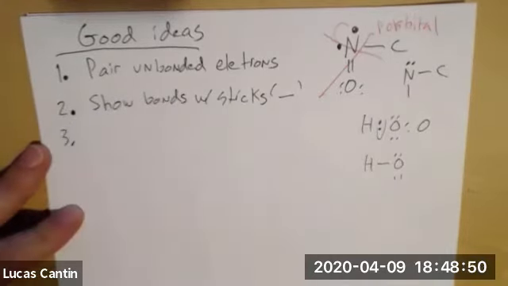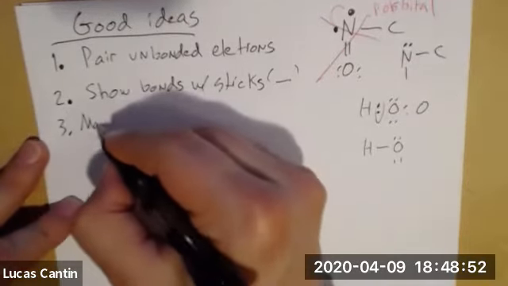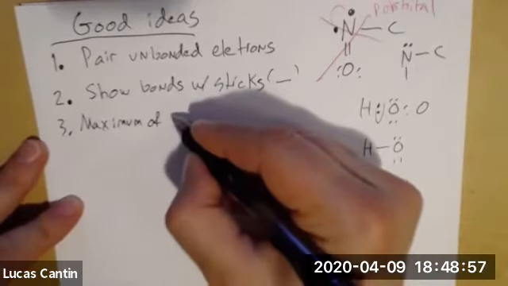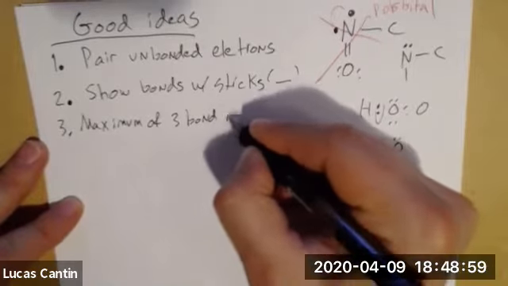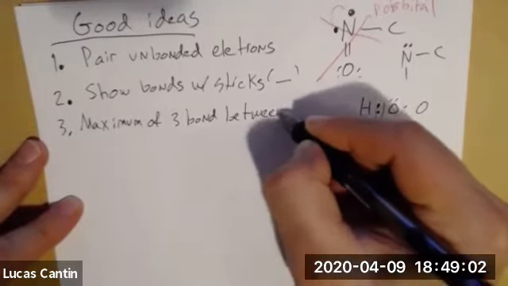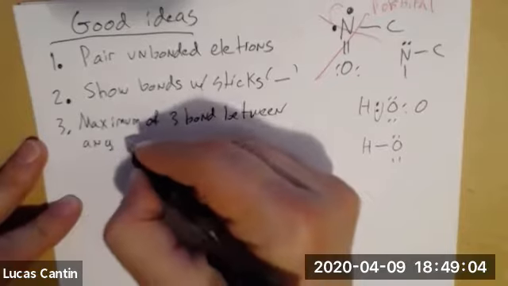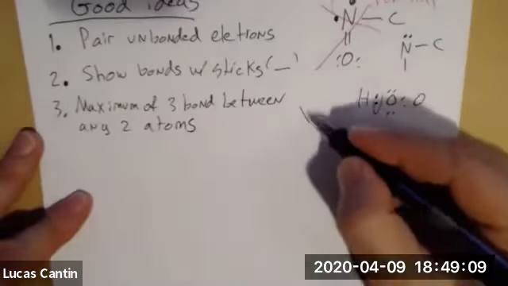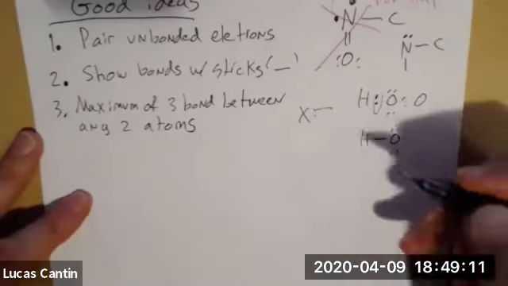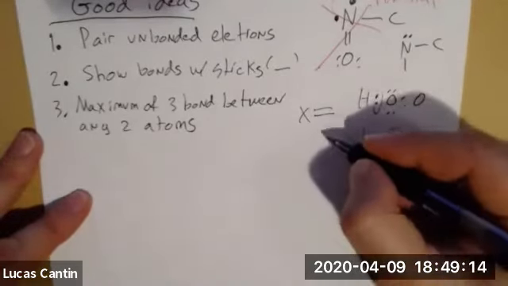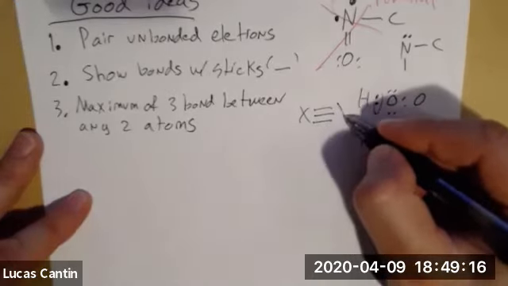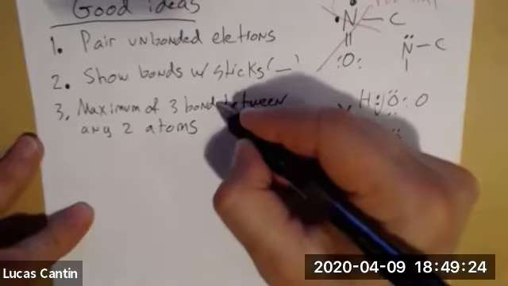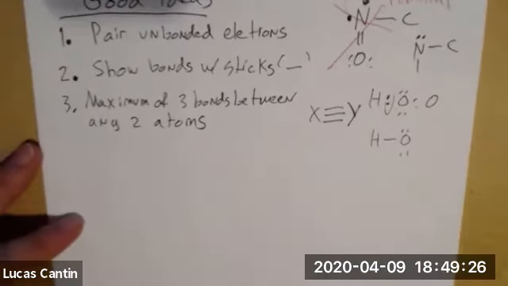This is kind of a hard and fast rule. You can have a maximum, as far as I know, of 3 bonds between any 2 atoms, right? So X to Y, I can have a single bond, or a double bond, or even what we call a triple bond, but there is no such thing as a quadruple or quintuple bond, right? I should make it plural. There we go, 3 bonds between any 2 atoms.